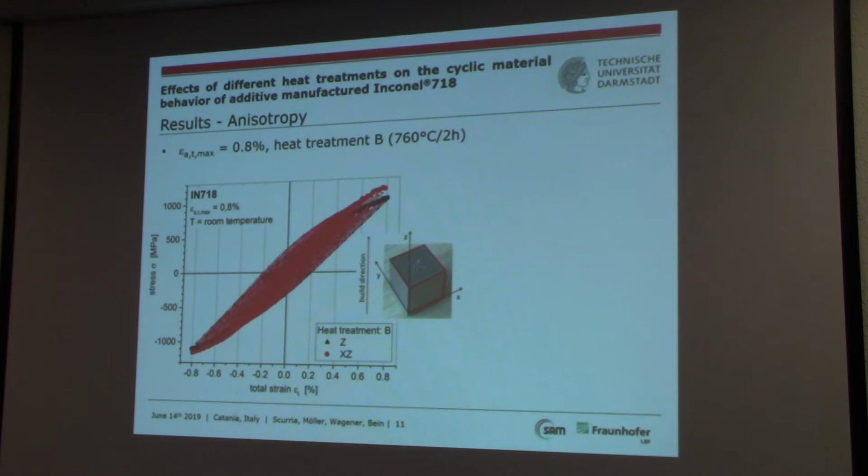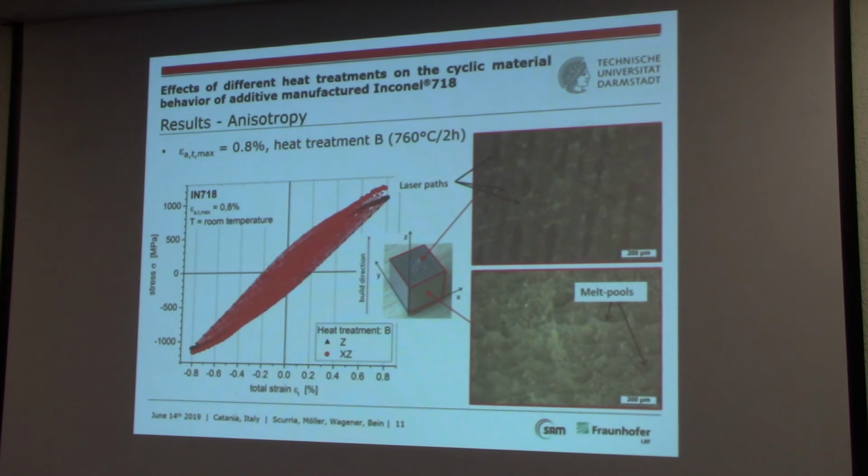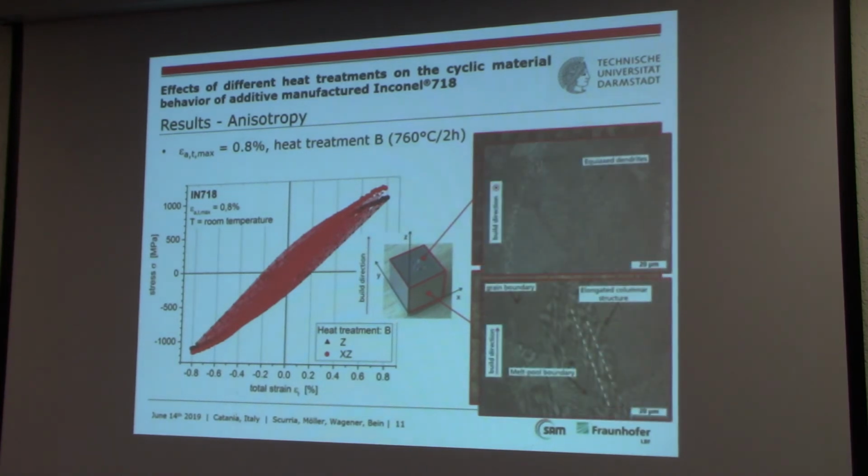Also, if we consider the heat treatment B, for example, we have some kind of anisotropy. So if we want to consider this cyclic behavior in simulations, we will have to take into account the different build orientations. This is mainly due to the microstructure of the material, which can be seen, for example, here in the orthogonal and parallel directions to the build direction, presenting equiaxial dendrites elongated in the build direction. Here the green boundaries can also be seen, the melt pools. So here the microstructure of the material is still quite clear.